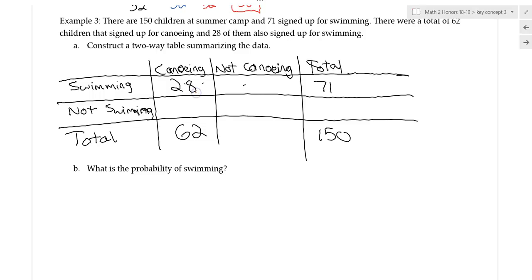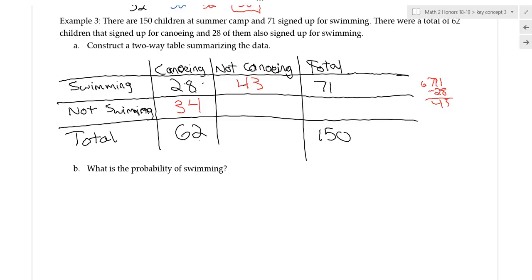So 28 plus something equals 71. Again, you could also just do 71 minus 28, which is 43. Doing my quick mental math. Same thing here, 28 to 62. I believe that's 34.